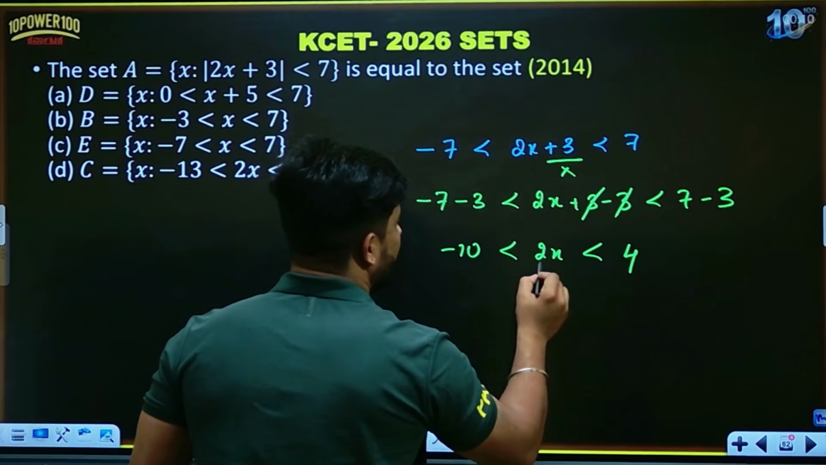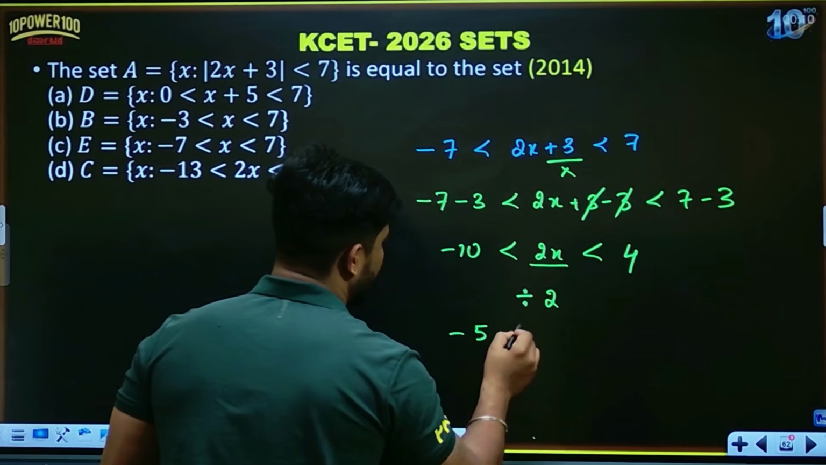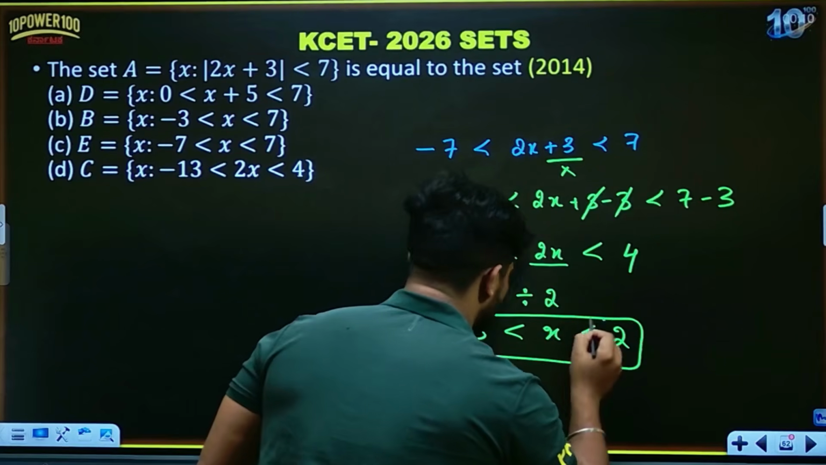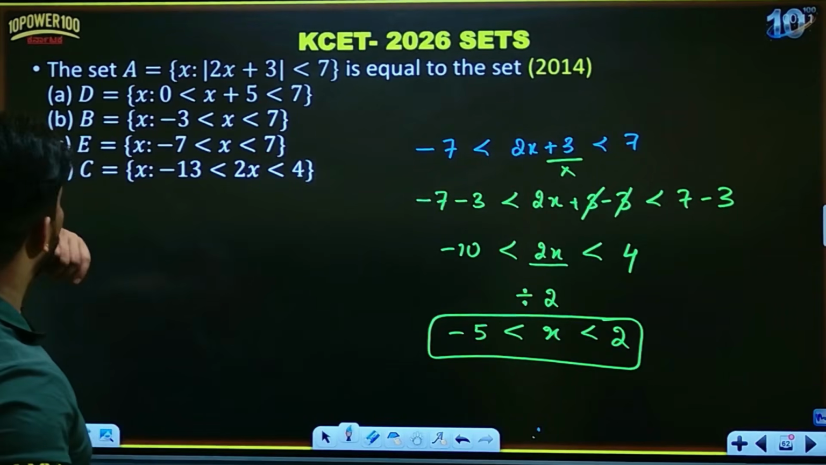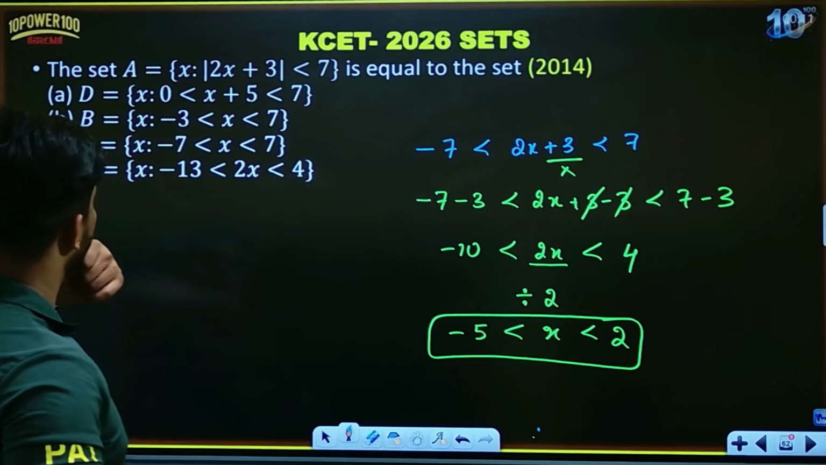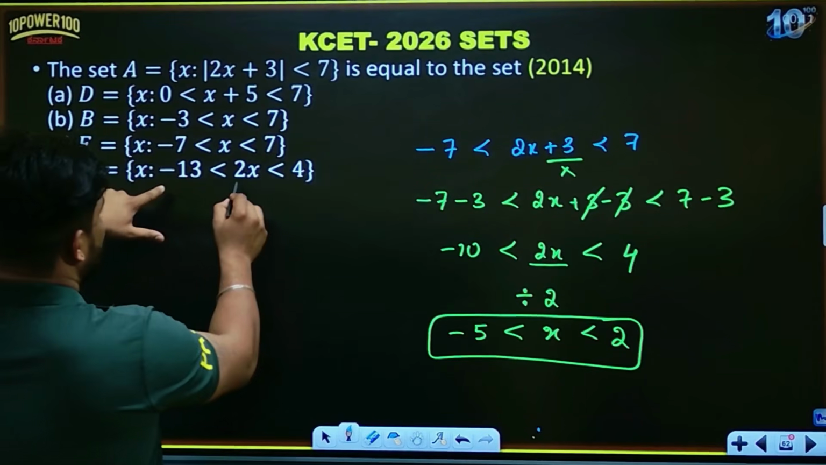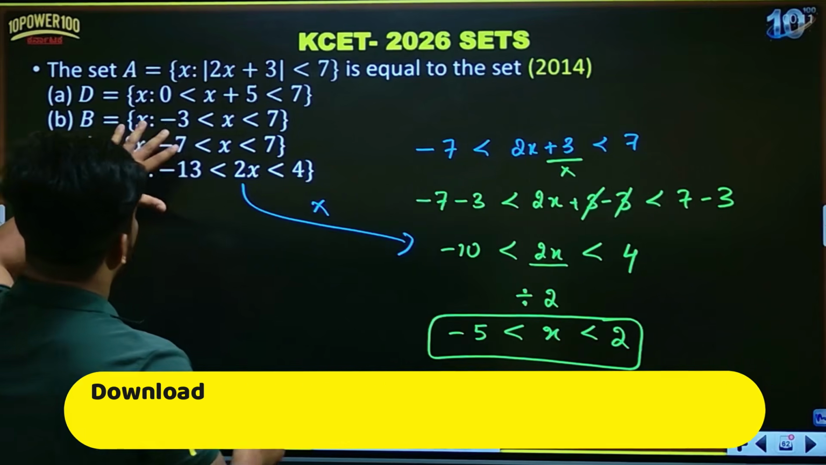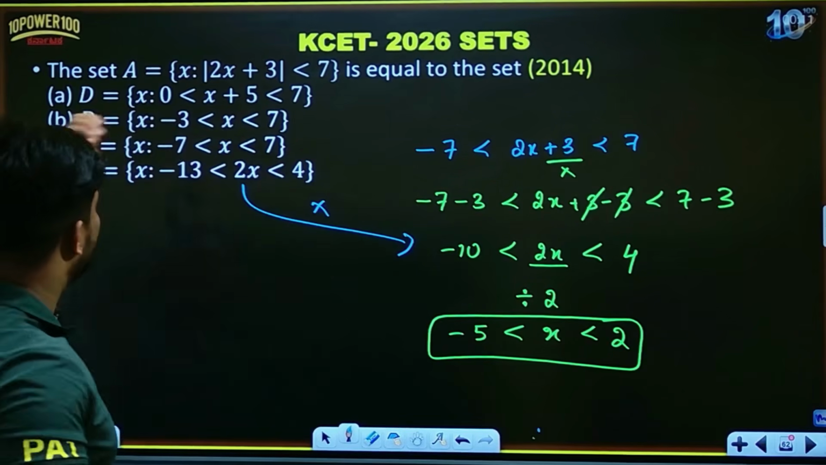Okay, let us divide by 2. So if we divide by 2, this is actually minus 5 less than x less than 2, right? So this is the answer. x should be between minus 5 and 2. Okay, this cannot be the option because it cannot be the answer. Option B and option C are clearly evident that this cannot be the answer.